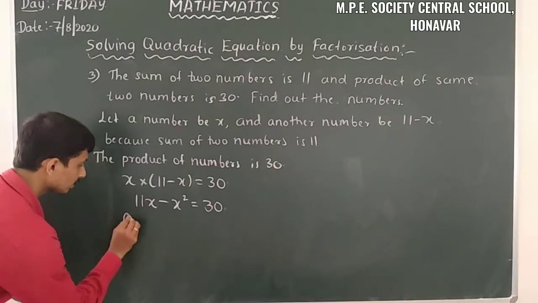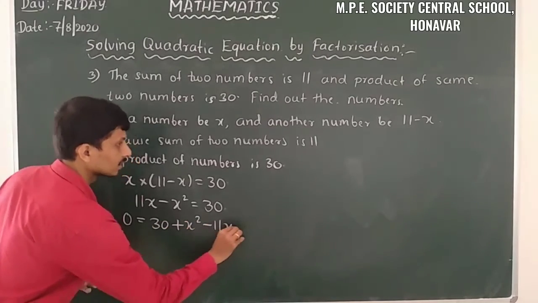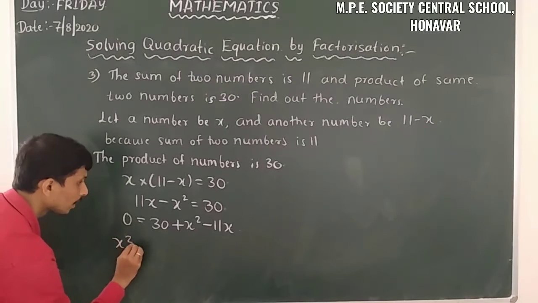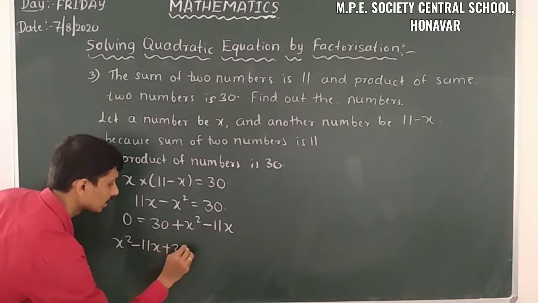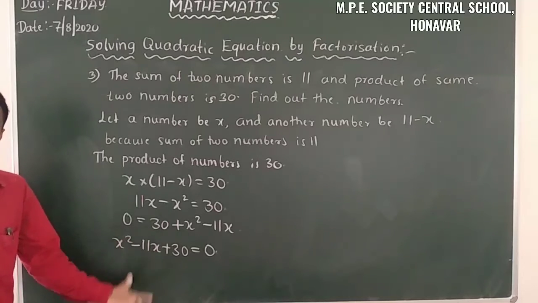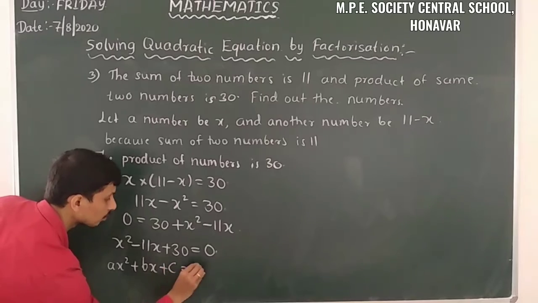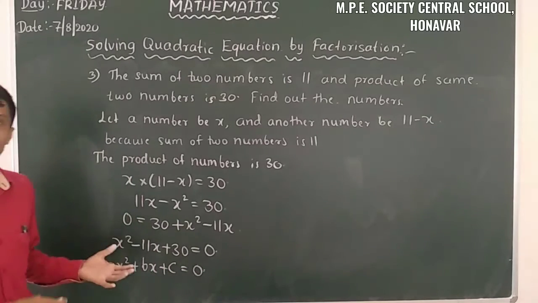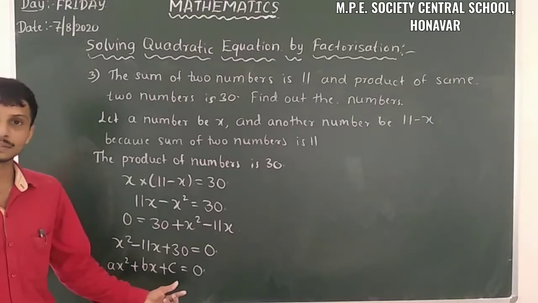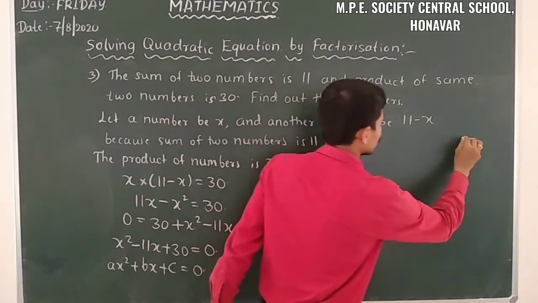So I will write this as 30 plus x square minus 11x. Then I will reshuffle the terms. So here x square minus 11x plus 30 is equal to 0. So that means it's in the form of ax square plus bx plus c is equal to 0. So we have to take the same procedure. That means firstly we have to multiply a and c. A and c, what happens here? 30 into 1. That means we got 30.